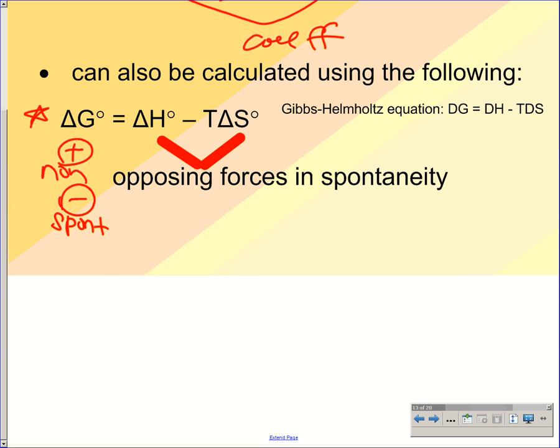I have a chart on the next page to sum this up. If they're opposing one another, you have to calculate. You can't just look at it and say, yep, we're good.